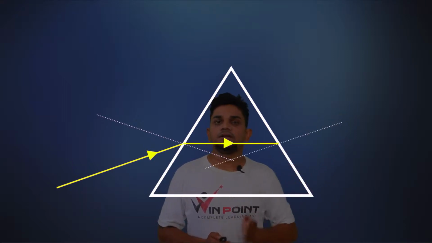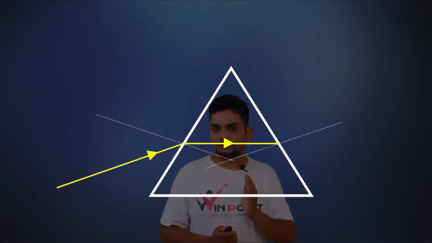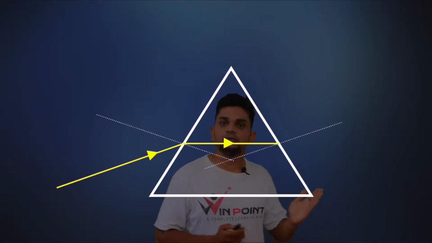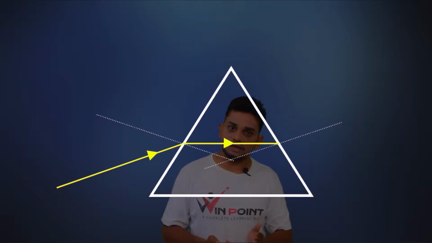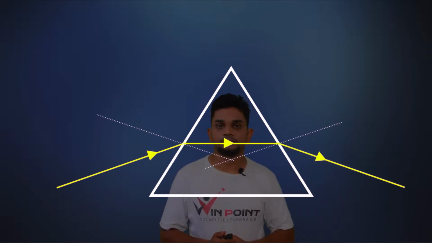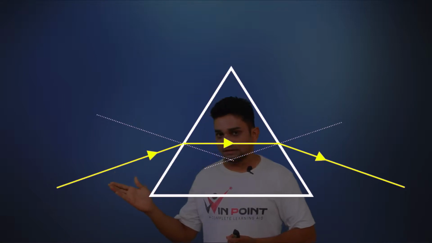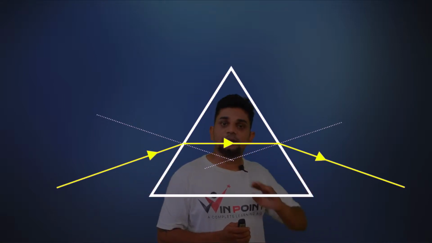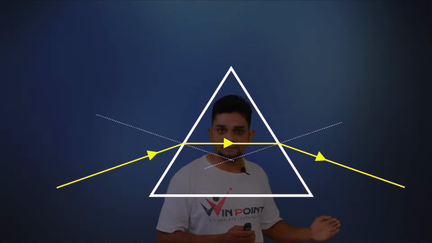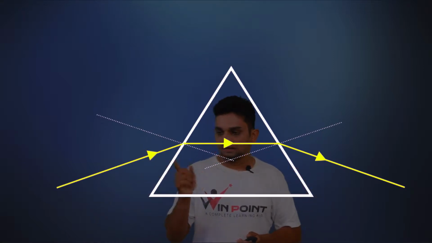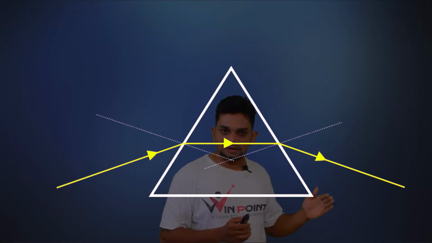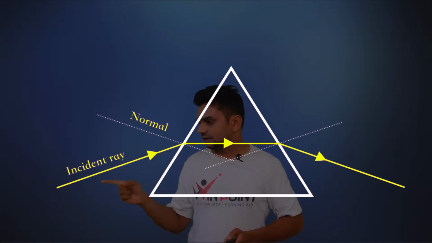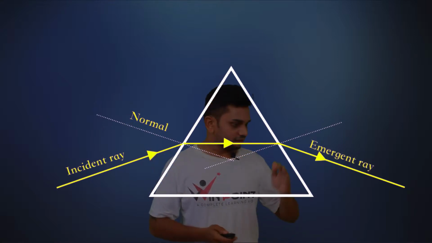When light is transmitting from glass to air, what is going to happen? There will be refraction again. So this is a refracted ray. It was an incident ray, then a refracted ray, and it is an emergent ray because it is coming out of the prism. Incident ray, refracted ray, emergent ray. This ray is the incident ray, this is the normal, and this is the emergent ray.